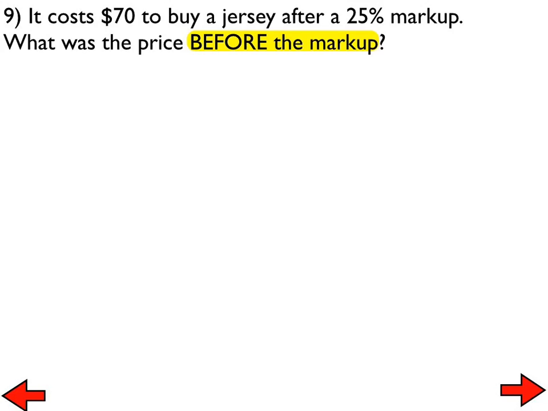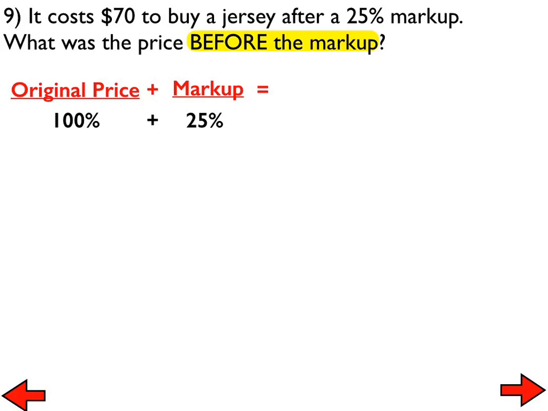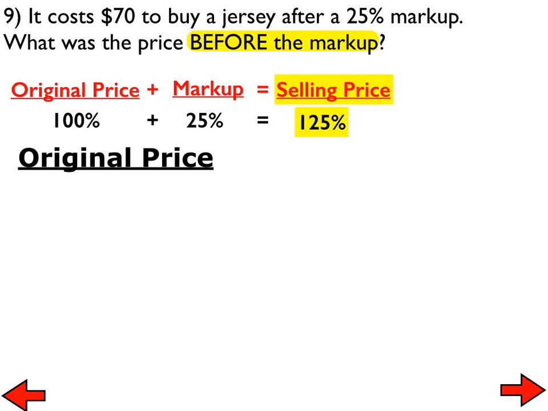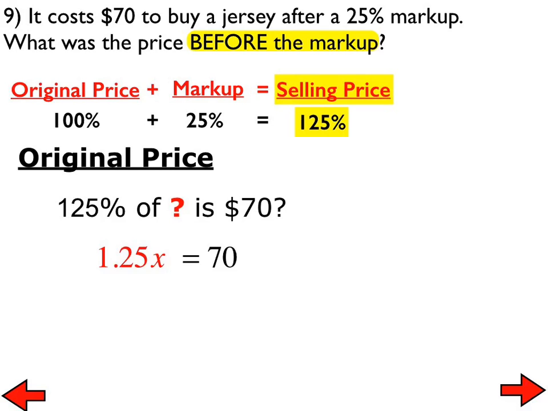Number 9. It costs $70 to buy a jersey after a 25% markup. What was the price before the markup? This is that newer type of problem that since it's a 25% markup, we have to use 125%. We're moving the markup or the percent up to 125. And so the shortest way is with an equation which looks like this, which will give us $56.